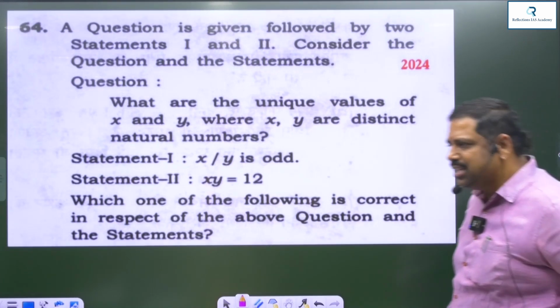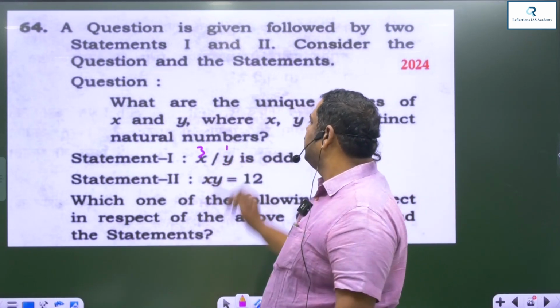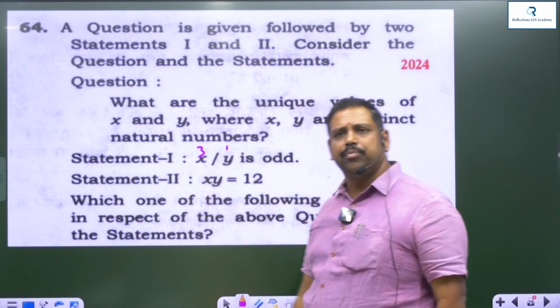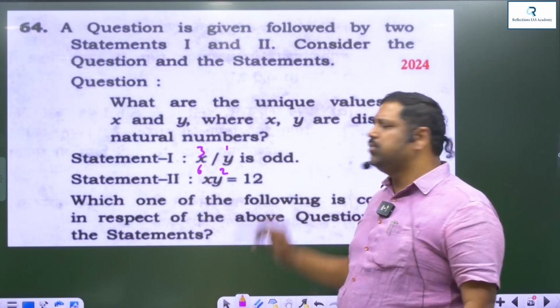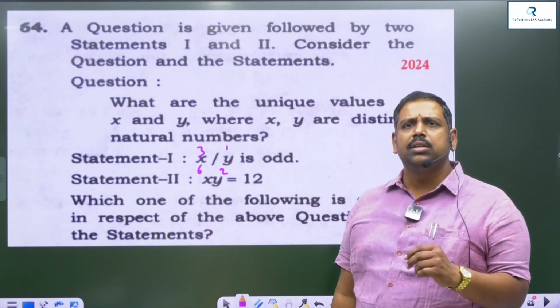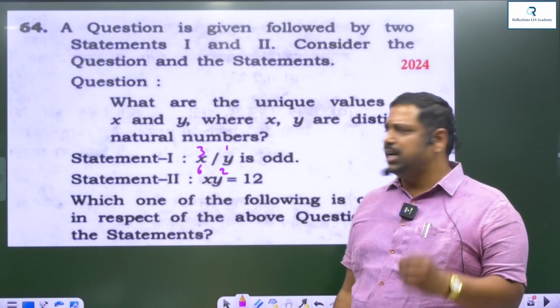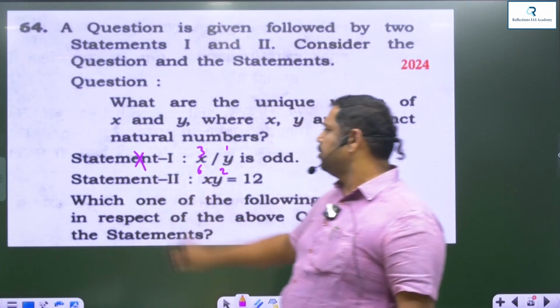If x by y is odd, then I can say that if it is 3 and 1, it will happen, right or wrong? Why should you take like that? If it is 6 and 2, still it will happen, right or wrong? You got one case or more than one case? More than one case. Means that will be the answer or will not be the answer? Will not be. So the first one is not sufficient.